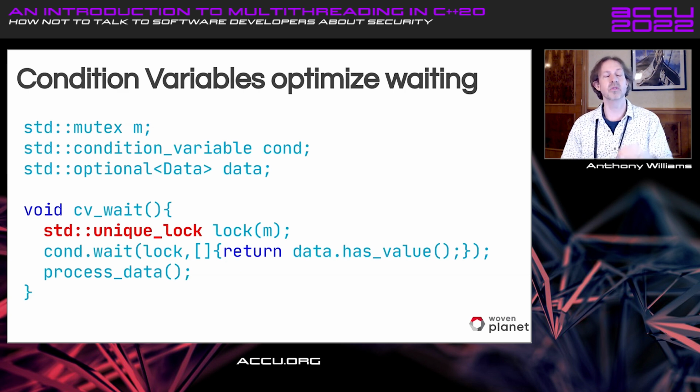This is where you need a unique lock, because condition variables don't work with scoped lock. They work with unique lock. Again, it's a template, and again, the deduction guides mean you don't need to specify the template parameter. You lock your mutex, then you call the condition variable's wait function, you pass in your lock, and you pass in a little lambda or other function that says what you are waiting for.